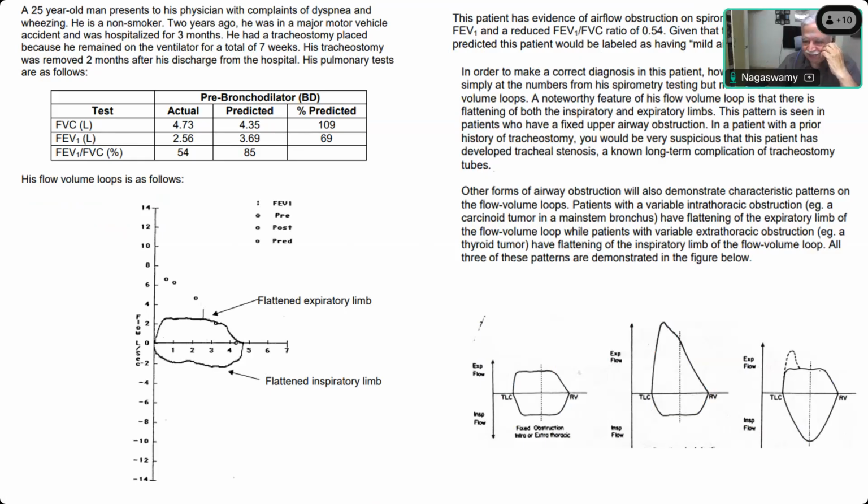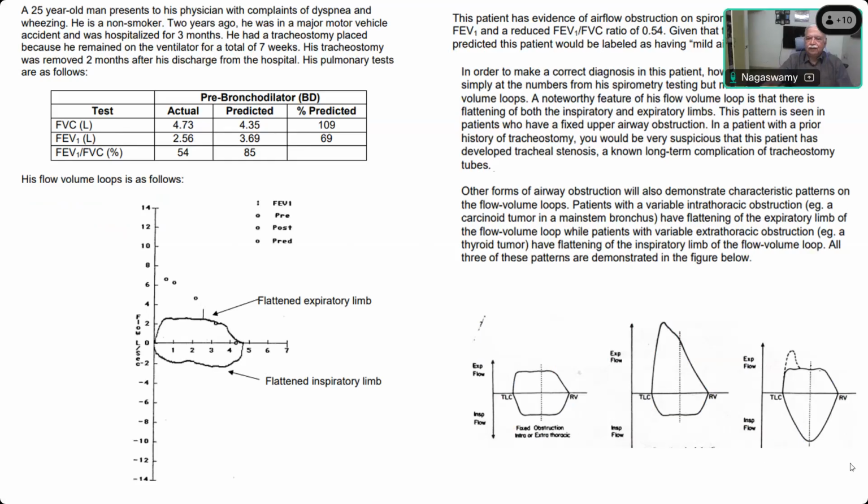Variable obstruction. Okay, so this is a fixed obstruction where both inspiration and expiration are obstructed. So we call it a fixed obstruction. When you say variable, during one phase the flow is normal, during the other phase it is obstructed. Then you call it variable airflow obstruction. And this can be either intrathoracic or extrathoracic. So which one is intrathoracic, which one is extrathoracic? The second one is intrathoracic.